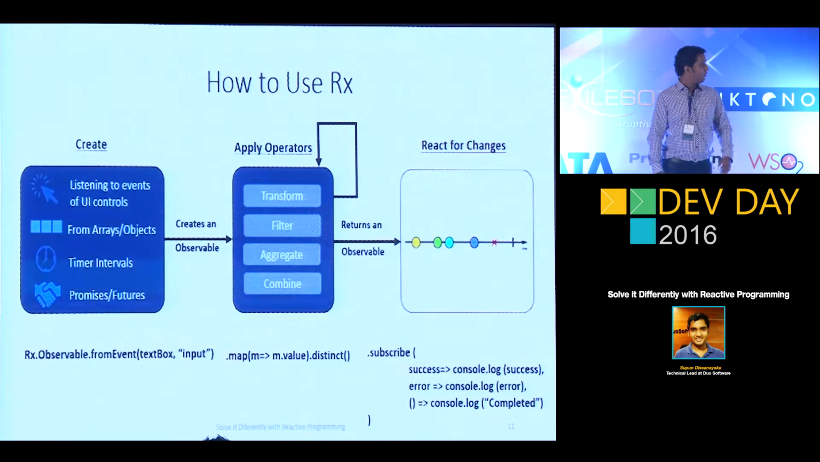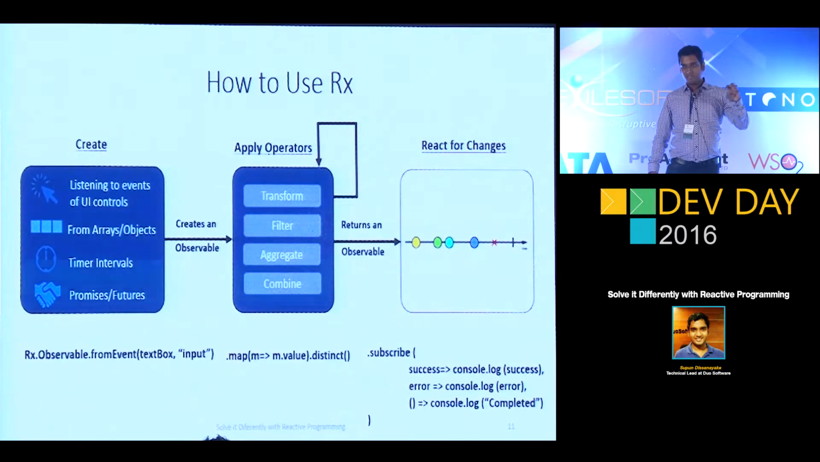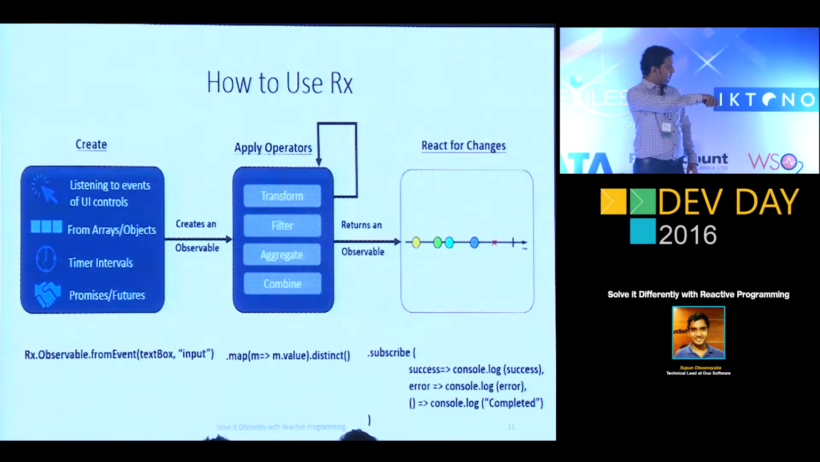Once you create an observable, you can make modifications by applying operators to that observable. There are so many kinds of operators. For example, transform is one operator that modifies that object and creates a new object, as I have shown in a small syntax down there.